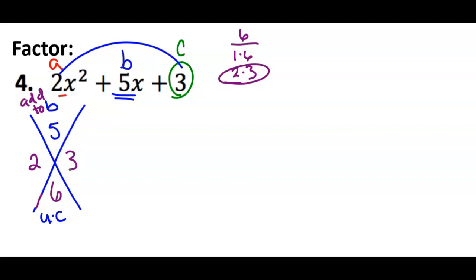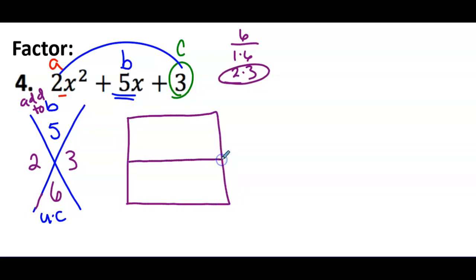So now I can create my box, and my box is important as well. In my box, I need to place things in certain positions. So this is always going to be my A. So what's A? It's 2. So it's the whole first term, 2x squared. This is always going to be my C.